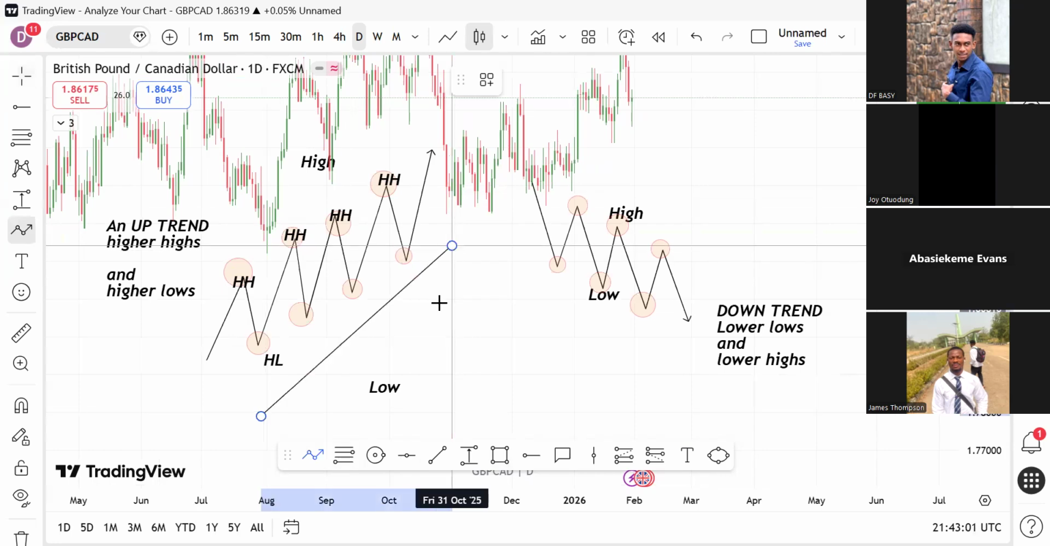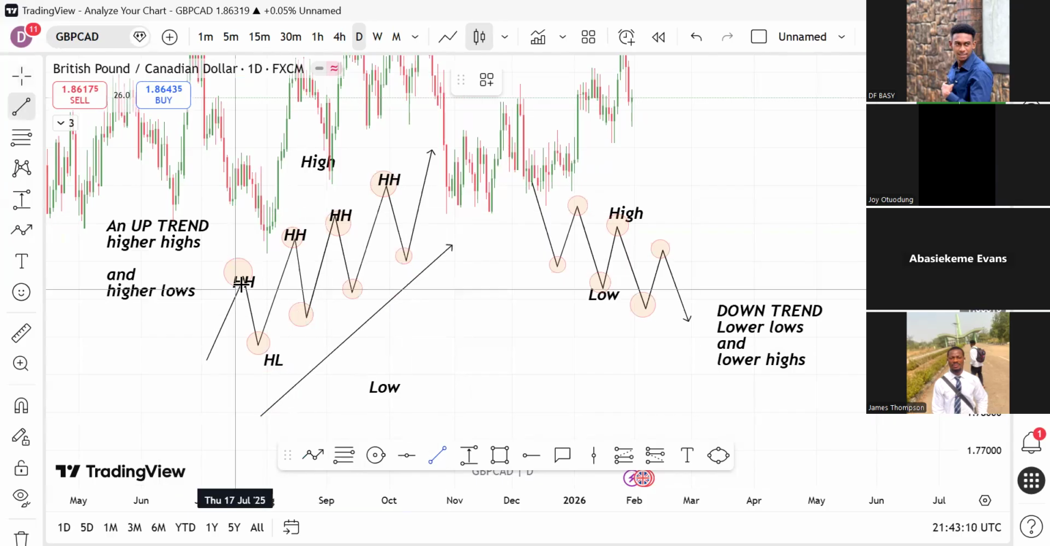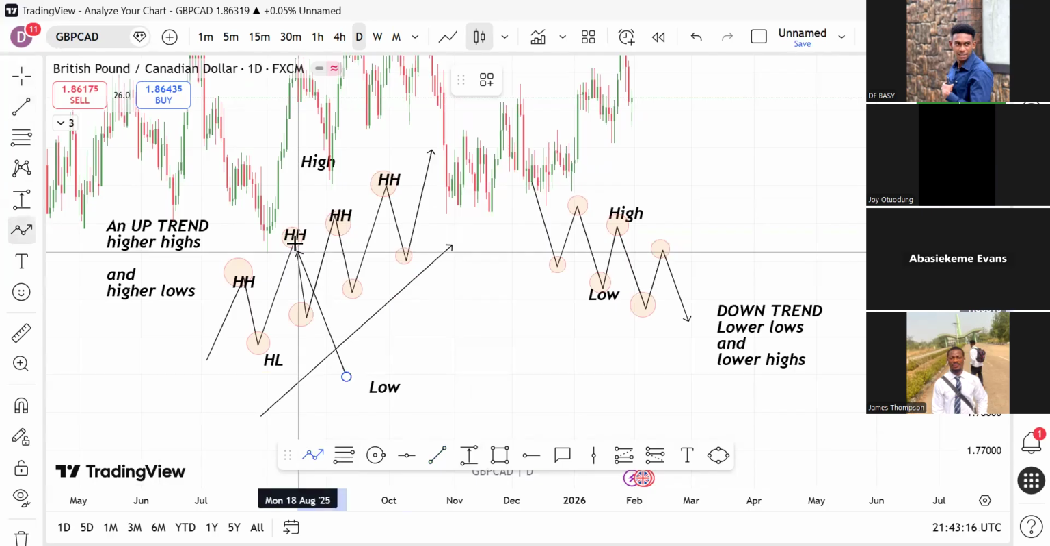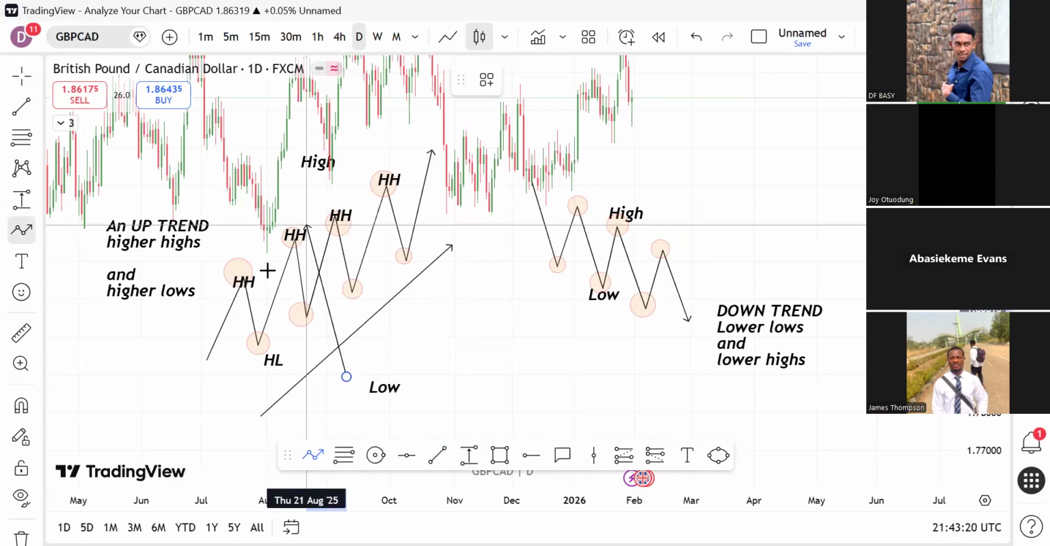Talking about an uptrend now. Instead of the market just moving straight, it goes up, creates a high, comes back, creates a higher high. So why do they call it a higher high? Because this particular high that's created over here is higher than this other high. So after this high, it comes down and creates a low. This low is called a higher low.